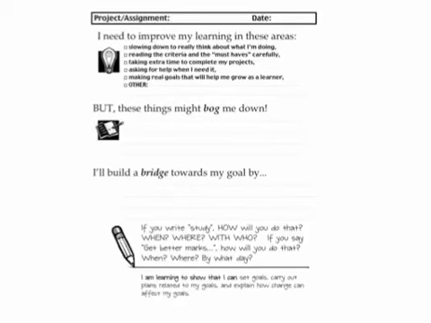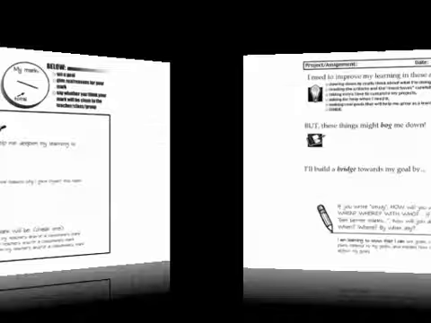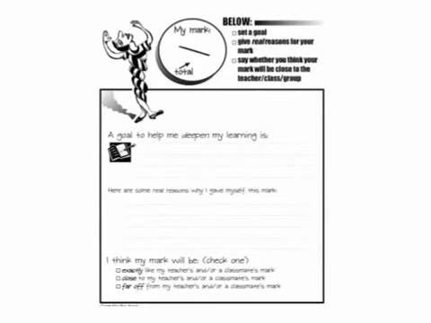A bridge they'll build maybe would be to take more time to set the assignment up, or to plan their drawing, or to make an outline, and so on, right? So this really helps kids move past rushing it through. And on page 37 we see a goal to help me deepen my learning is, and so again, setting goals.